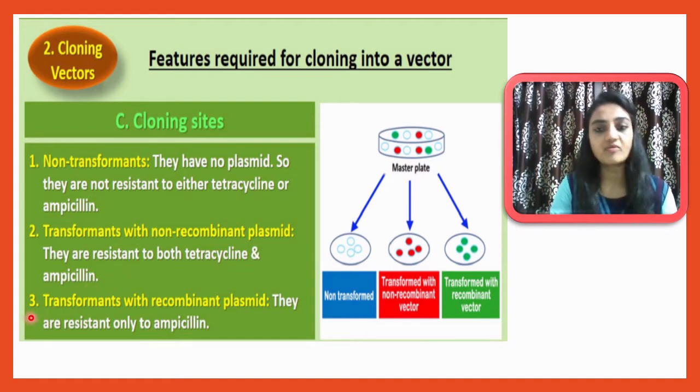And the third type of colonies we will observe is a transformant with recombinant plasmid. This is of our interest, which we have to isolate. So the transformant with recombinant plasmid will be resistant only to ampicillin. Here you can see three kinds of colonies will be found on the nutrient plate which is rich with ampicillin. On the ampicillin containing media, you will see three types of colony: non-transformant, transformant with the non-recombinant vector, and transformant with the recombinant vector. Out of these three, we have to select the recombinant vector containing transformant.